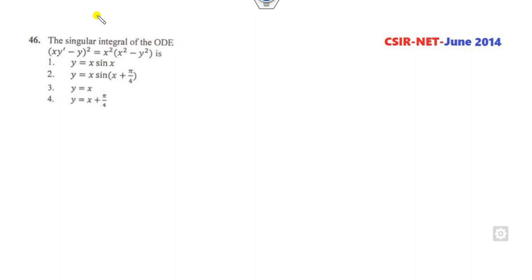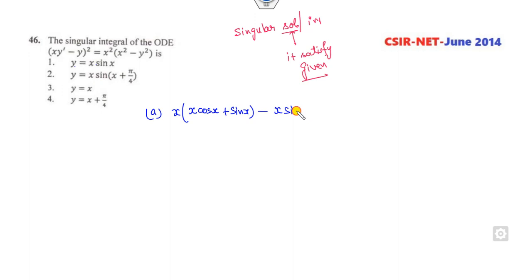This is June 2014, part 2. Only one correct option. You all know what a singular solution or singular integral is. First of all, it's a solution, so it must satisfy the given equation. So we can check which option is not satisfied. Look at A. If I substitute here, this is x cos x plus sin x minus y, x sin x. This is the LHS.